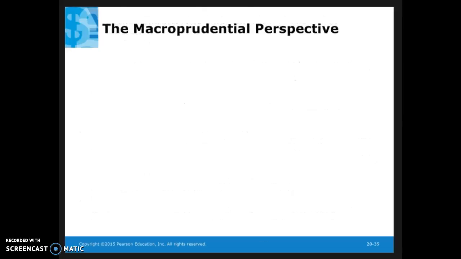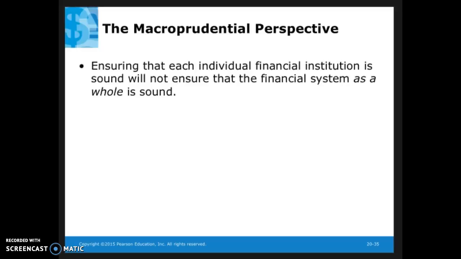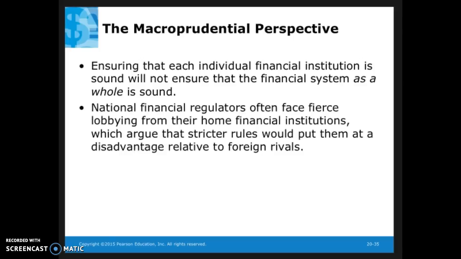So the macroprudential perspective: ensuring that each individual financial institution is sound will not ensure that the financial system as a whole is sound. There is also intense lobbying from home financial institutions that argue that stricter rules would put them at a disadvantage relative to foreign rivals.